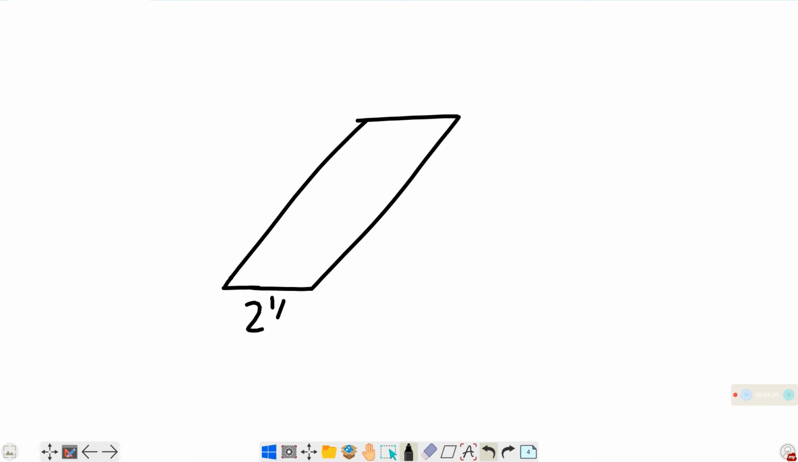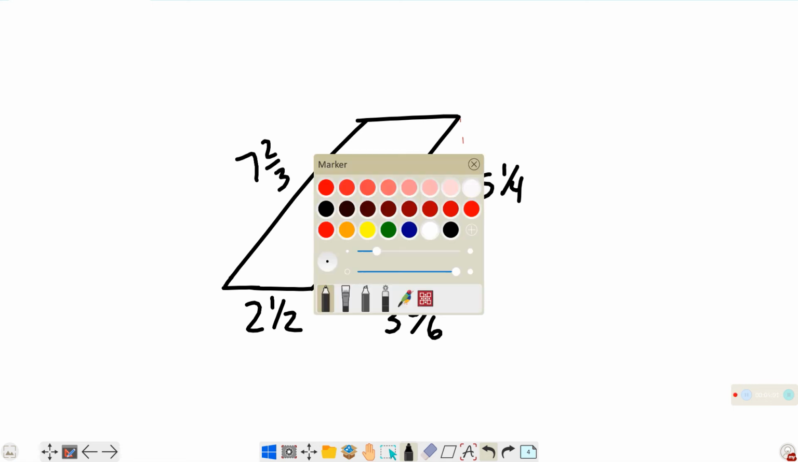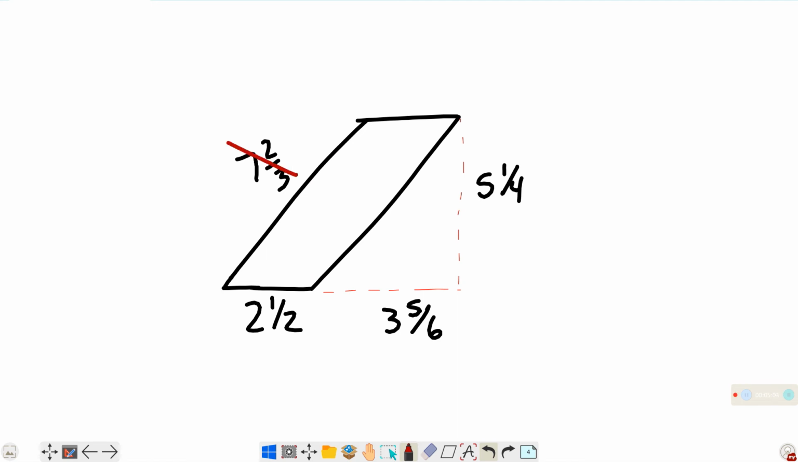We've got 2.5 down here. 3 and 5/8 here. No, 5/6. Sorry. 5 1/4 here. And 7 2/3 over here. Let's get rid of the ones we don't want. This is on a slant. This is just part of the floor. It's not actually part of the base.